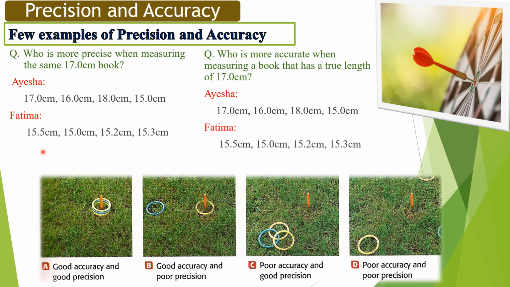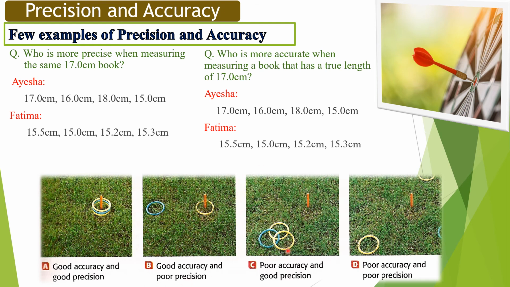There is another example of precision and accuracy. You can see that in all the figures A, B, C and D, we hit rings on a target pin and these rings are hitting on different places. In figure A, rings are hit on the target pin and they are closer to each other. That's why there is good accuracy and good precision. In figure B, rings are targeted on the pin but away from each other, so there is good accuracy and poor precision.